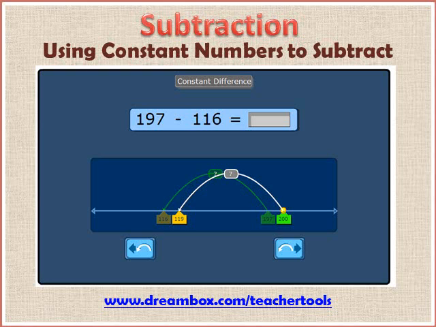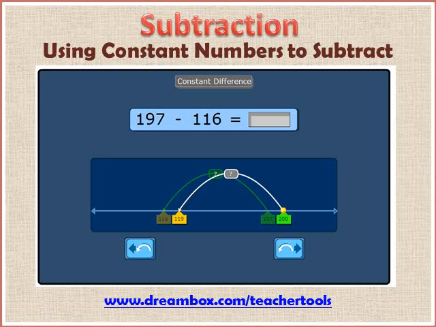The difference is going to be the same because both numbers, or both problems, I guess, are equally spread apart. So 197 minus 116 is an equal distance from 200 minus 119. It's just that those numbers are a little bit easier to work with. And now I can easily see that the answer to this problem is 81.